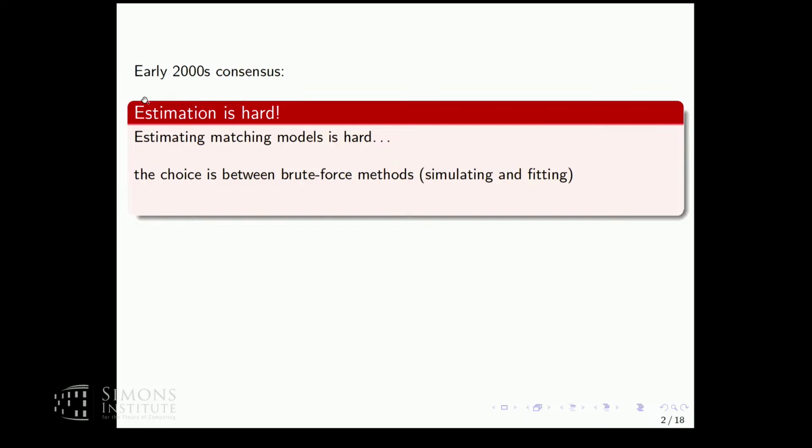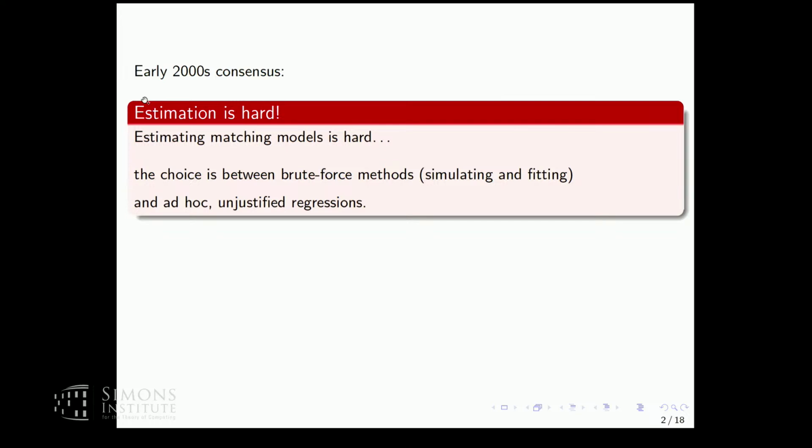For matching models, it's not very convenient, and also it's not the modern norm in econometrics, which is that when you get an estimate, you have to explain where it comes from. What are the hypotheses? If you just do this kind of brute force thing, you don't have a lot of ideas about where it comes from.